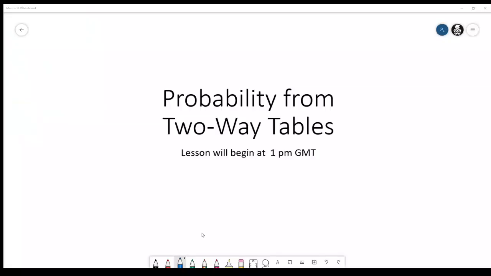Welcome to our first online lesson on probability. Today we'll be doing some work on probability with two-way tables. You're going to need a pen, a piece of paper, and a calculator. There was a worksheet or a handout available. If you've got that, great. If you haven't, you can still use this lesson, but you might need to watch it back. Okay, let's get started.